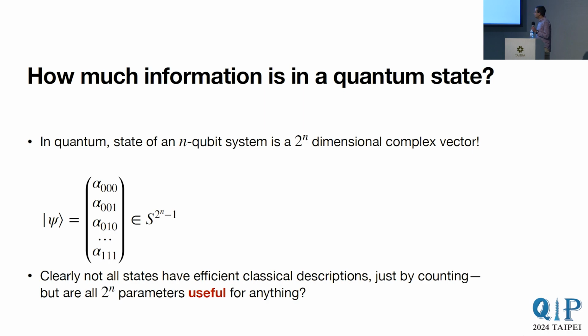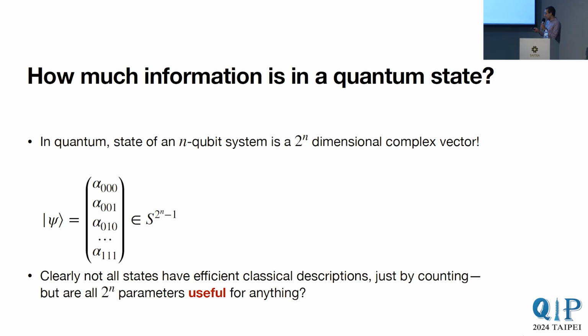We know that in quantum mechanics, the state of an n-qubit system is a 2 to the n dimensional vector. So there's this exponentiality, right? To describe the state, you need an exponential amount of information. But it's not clear that the exponential parameters are actually useful for anything.